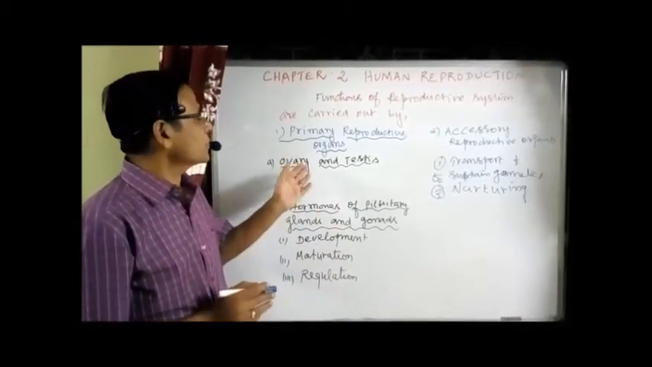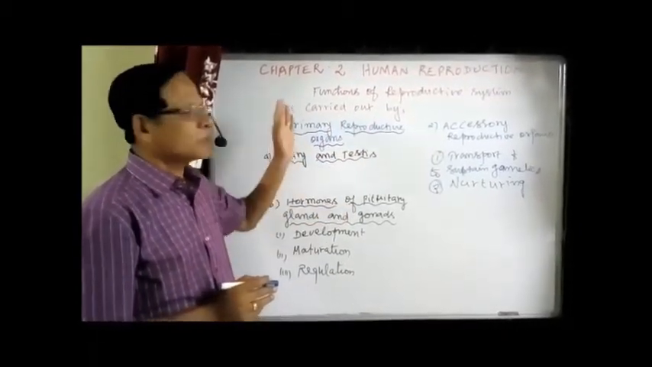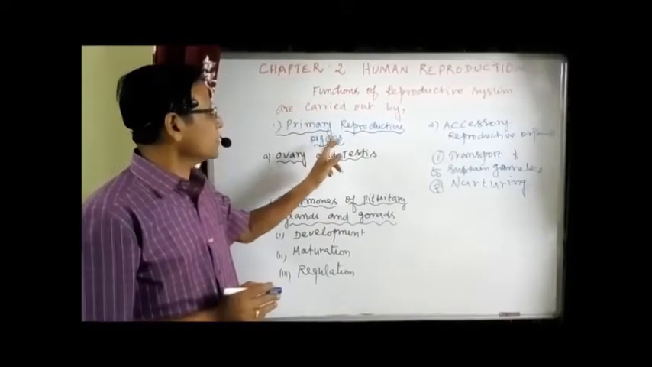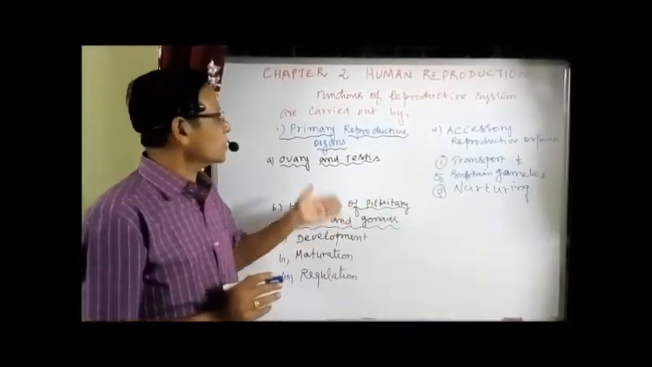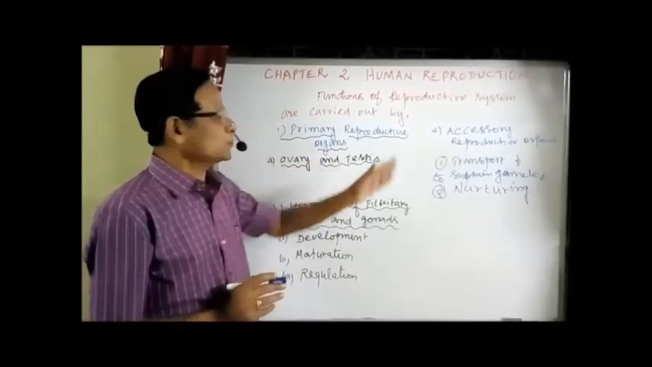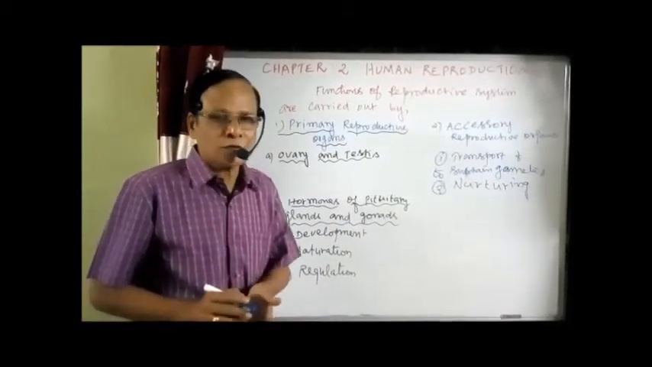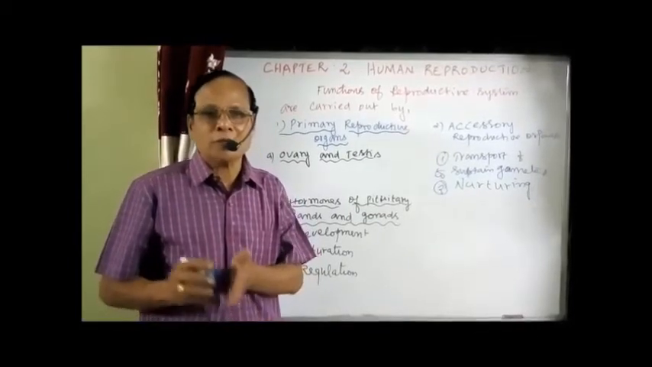So that's about what we have the functions of reproductive system. They are being carried out by what we have the primary reproductive organs and accessory reproductive organs. Their role, what are the roles played by these 2? Okay, now we have to go for the next one, the human male reproductive system.